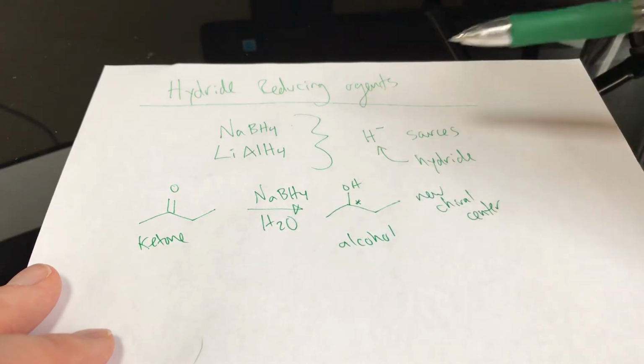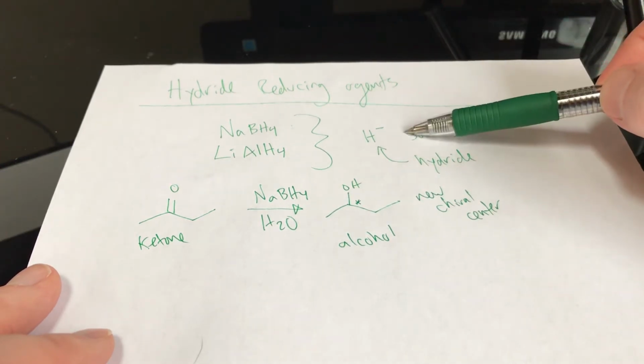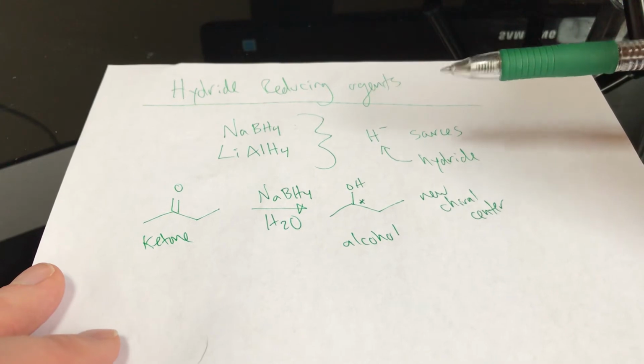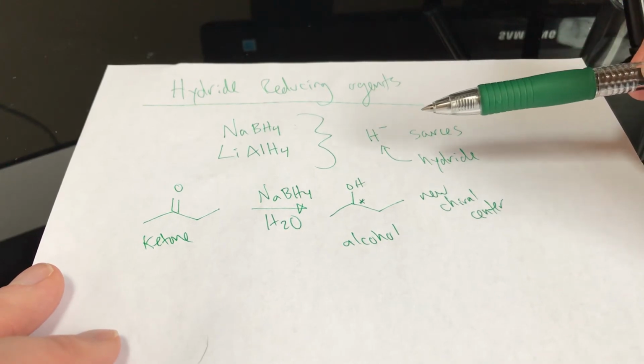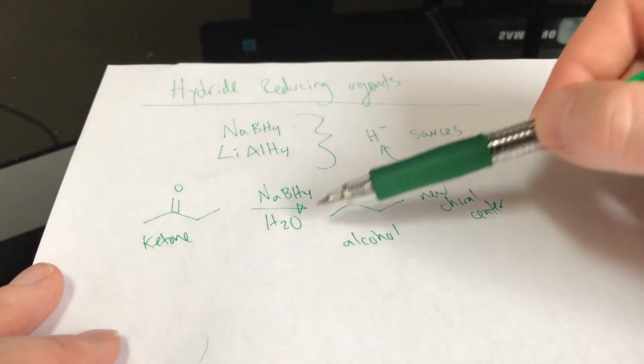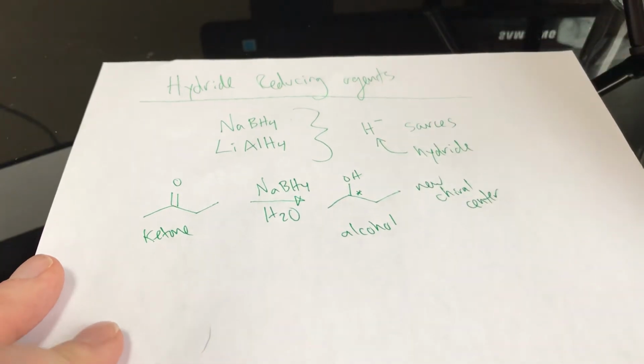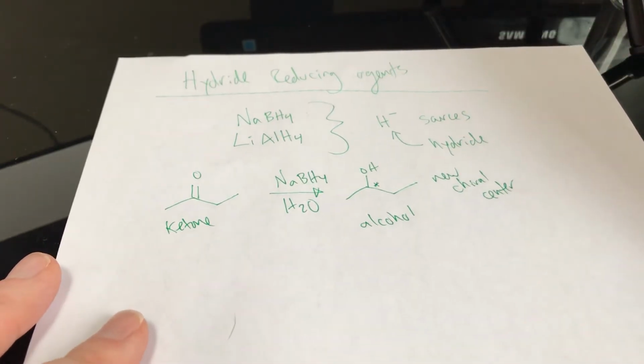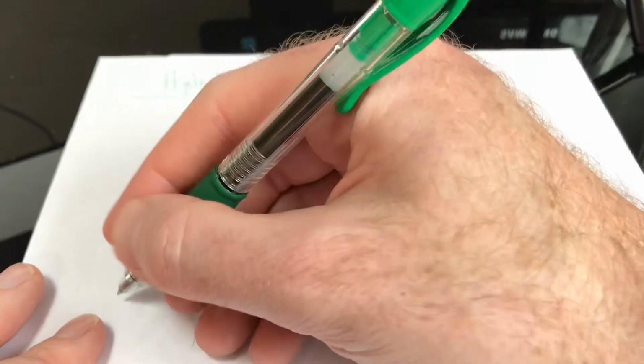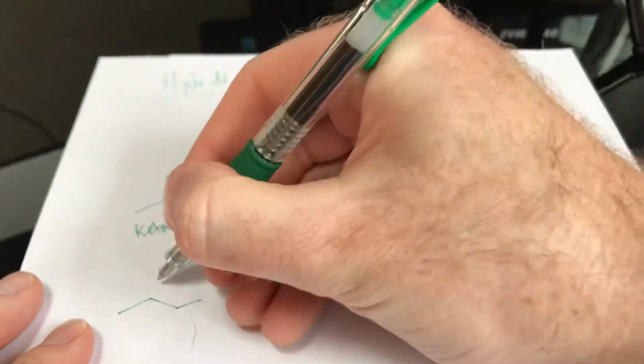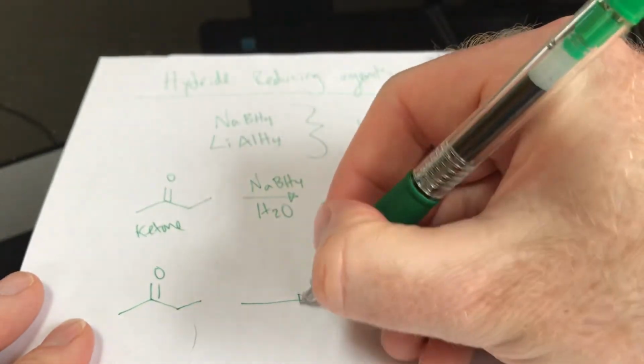Right, so remember, we need a nucleophile, an H- source, and then for our mechanism to work, we also need something to do a proton transfer in the end, and that's where the water is going to come in. Right, so I can do this reaction with sodium borohydride. I can do this reaction with lithium aluminum hydride as well.